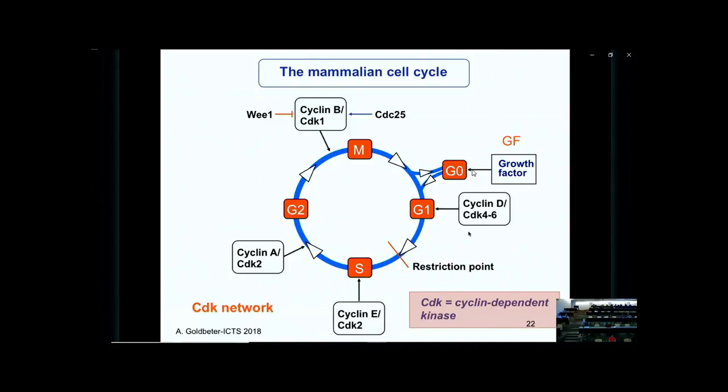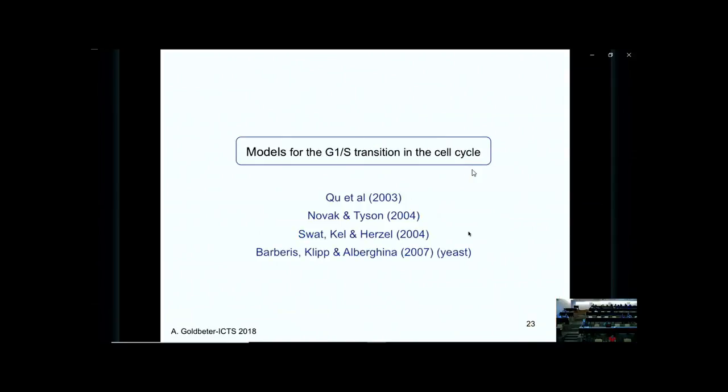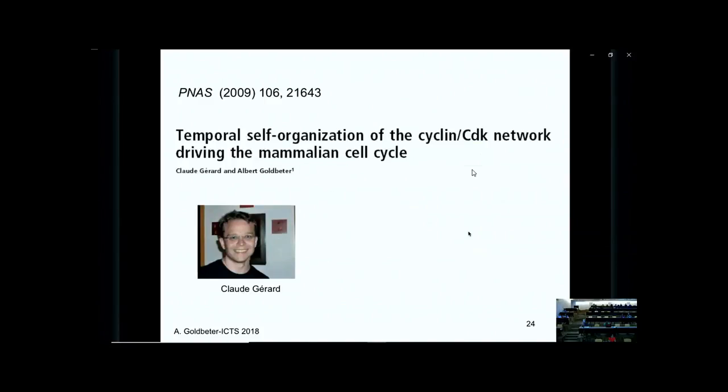In view of the complexity of the network, it is not astonishing that many works have started by focusing on one particular part of the cell cycle, more specifically the G1S transition. For example, this is a list of papers which focused on the transition between the G1 phase and the DNA replication phase. But a student joined me for doing his PhD in Brussels, Claude Gérard, whom you can see here.